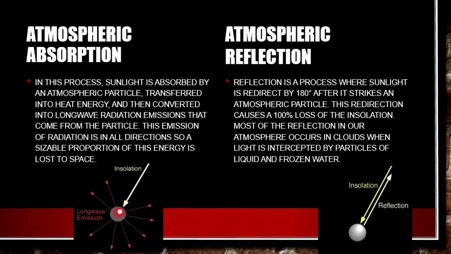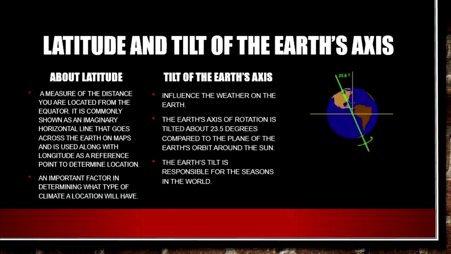Reflection is a process where sunlight is redirected by 180 degrees after it strikes an atmospheric particle. This redirection causes a 100% loss of the insolation. Most of the reflection in our atmosphere occurs in clouds when light is intercepted by particles of liquid and frozen water. So first we learn about latitude.